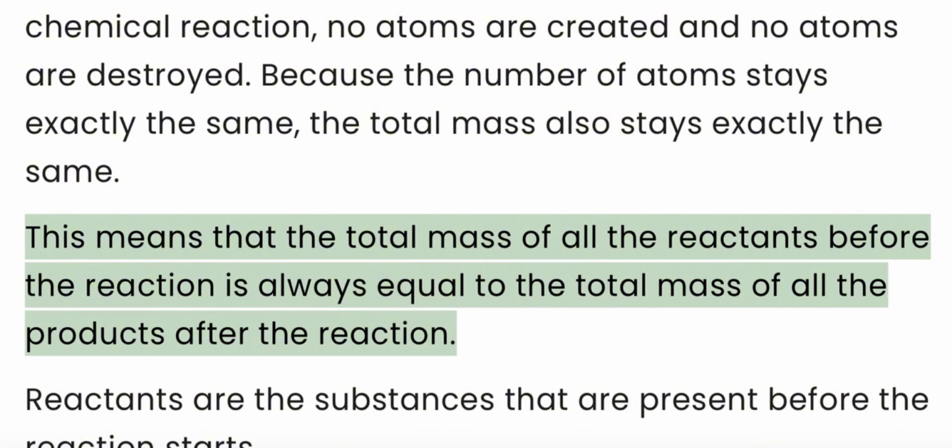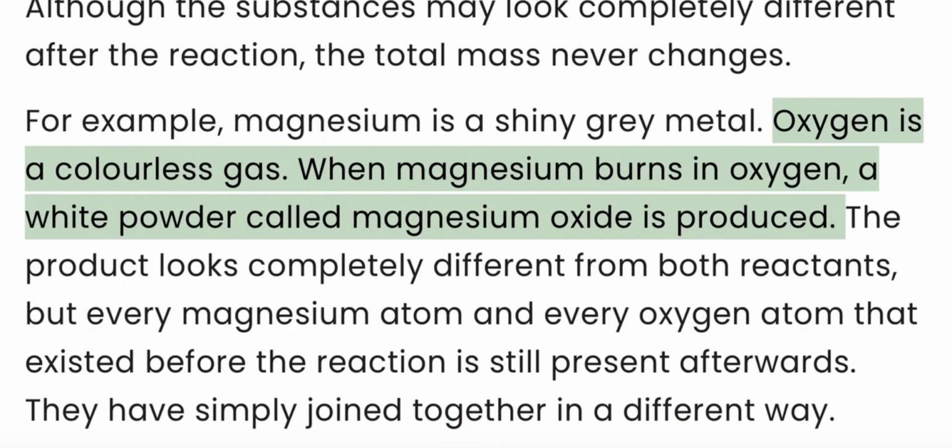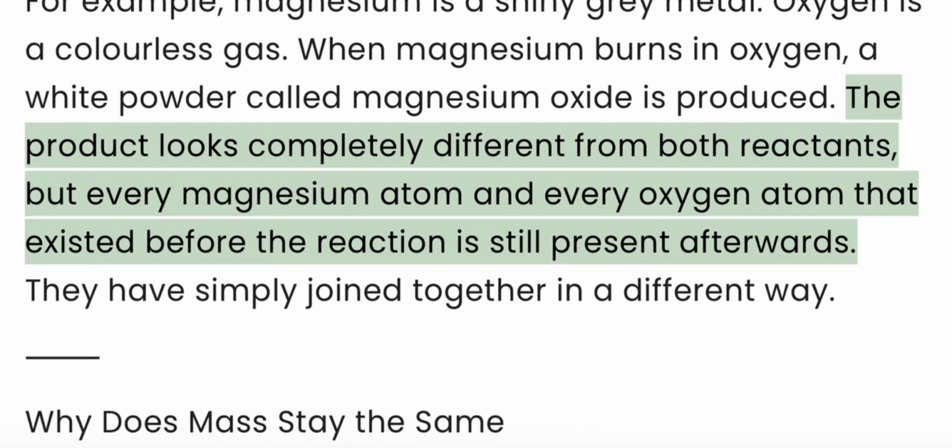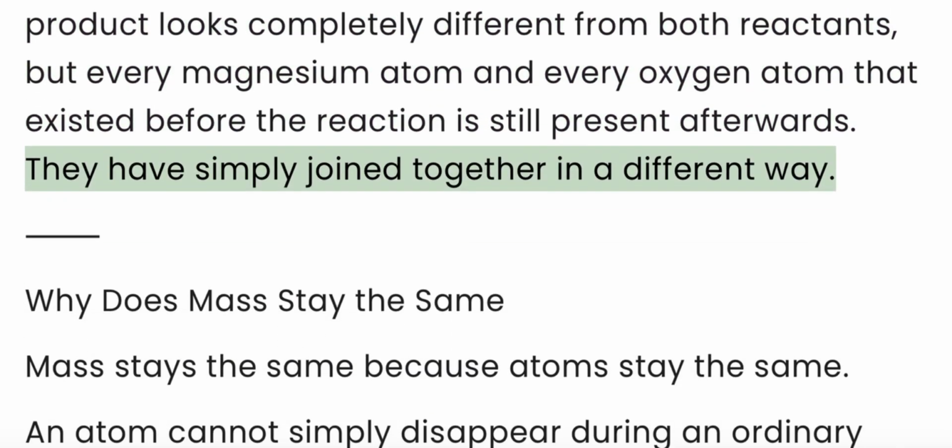For example, magnesium is a shiny gray metal. Oxygen is a colorless gas. When magnesium burns in oxygen, a white powder called magnesium oxide is produced. The product looks completely different from both reactants, but every magnesium atom and every oxygen atom that existed before the reaction is still present afterwards. They have simply joined together in a different way.